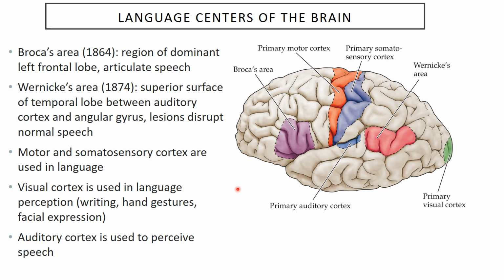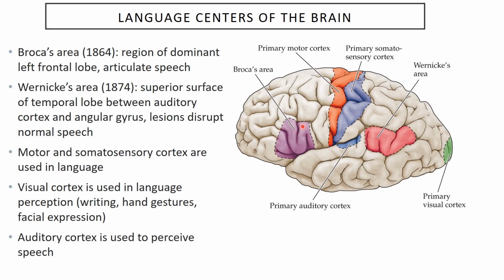So there's a lot of history for this. In fact, when you learn anything about the history of neuroscience, you're going to learn a lot about the guys that have identified these language areas. So we're going to learn about that a little bit. So one important region is called Broca's area. This was identified by a guy named Broca in 1864.